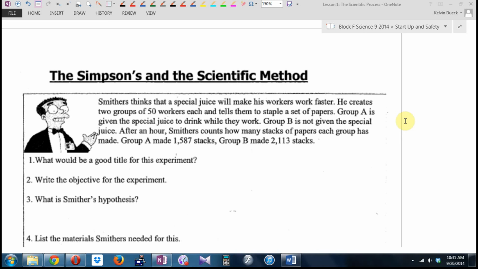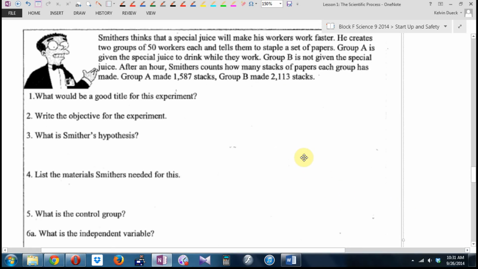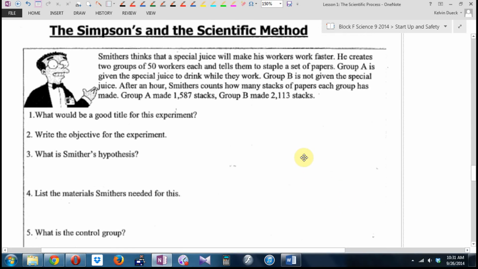This is kind of tricky. You can work with your person sitting next to you or in groups of 3, but you'll have to hand in your own assignment, but you can discuss this with your neighbor. Little Simpsons science. So, it says this. Smithers thinks that a special juice will make his workers work faster. There's his hypothesis. Juice makes workers work faster.